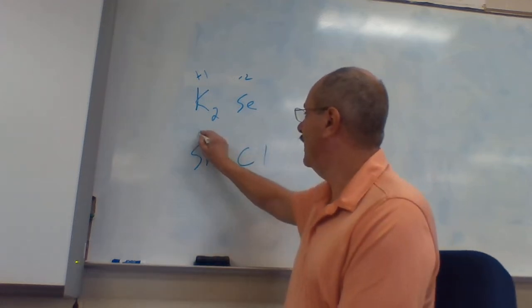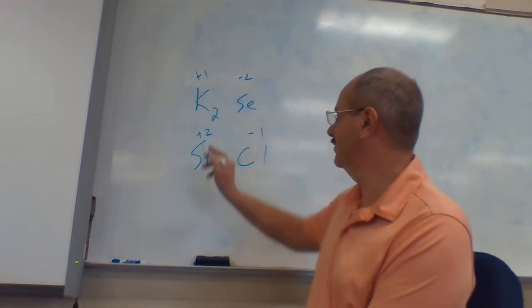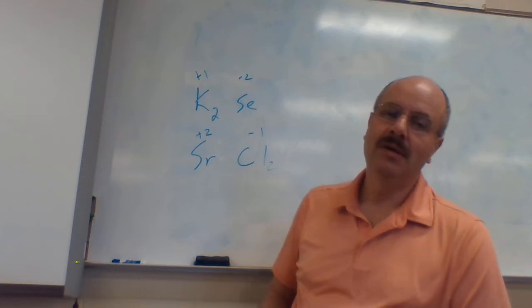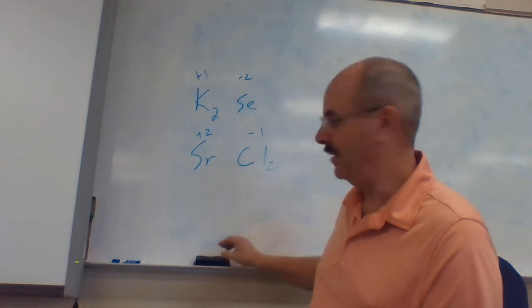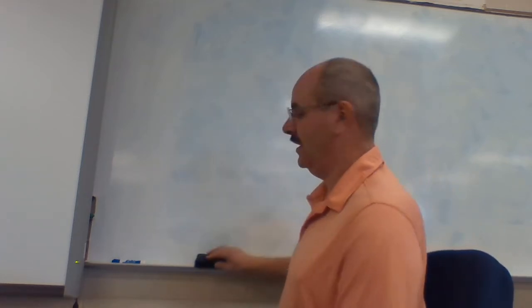All right, next one, Sr and Cl. So Sr is a +2, Cl is -1. Those don't cancel each other. Crisscross them. I bring the 2 over here. I end up with SrCl2. Then what's the name? Strontium chloride is the name. All right. Now we'll do the other side column.